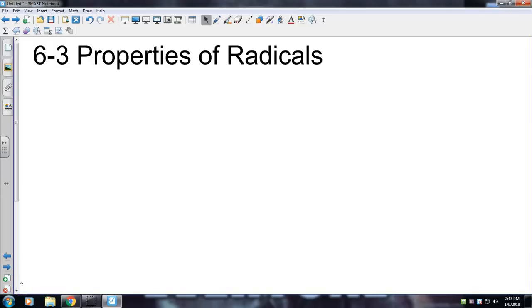Algebra 1, Chapter 6, Section 3, Properties of Radicals. So we're just specifically looking at radicals today, not necessarily the exponents. There will be a couple of exponents, but not too bad.